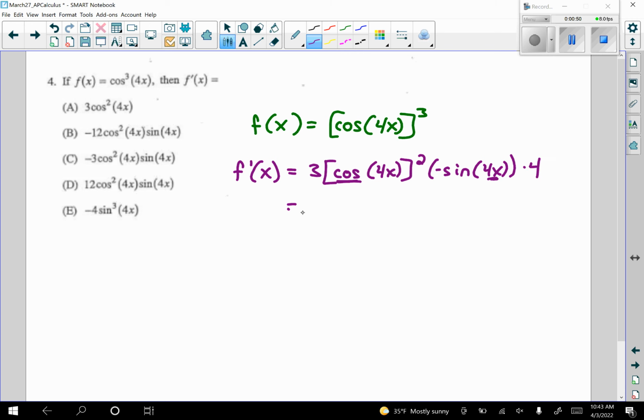And then we clean this up a little bit, because if you notice what we have here, we're going to get a 3 times a negative 1 times 4. So there's a negative 12. What's nice, that's the only one, but let's just make sure. We do have a cosine. We can rewrite it this way, cosine squared of 4x, and then times sine of 4x. So that matches B.